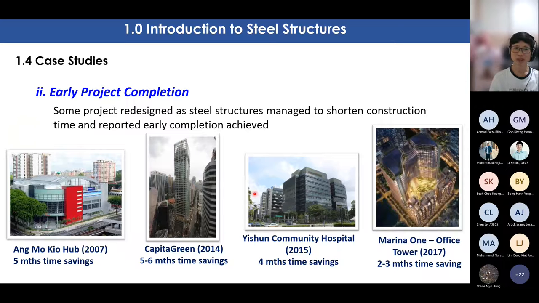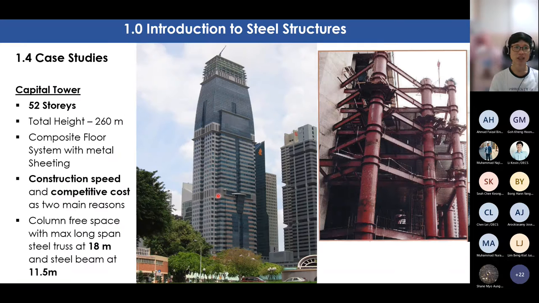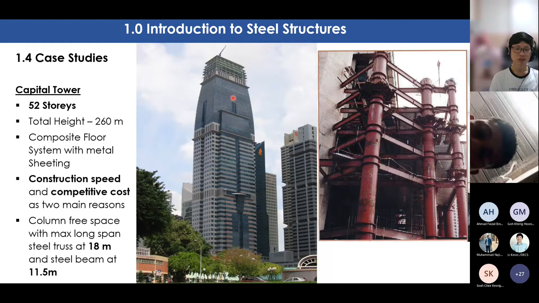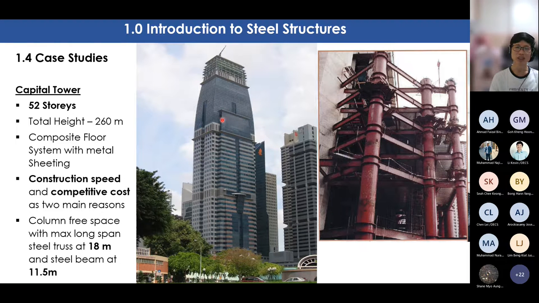And also, using the steel structure saves time. Some projects reported savings. PCA got some records. I think you can see Capital Green got 5 to 6 months saving. Marina One has 2 to 3 months saving. And these were done, I think, 20 years back, all these buildings are 20 to 25 years old.